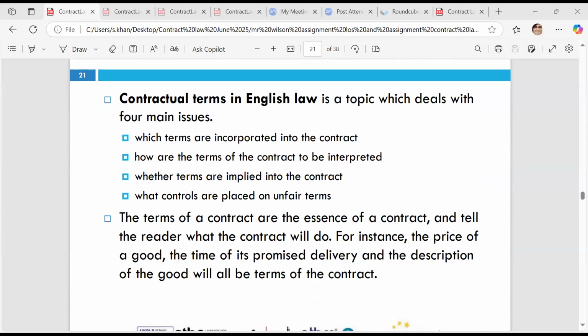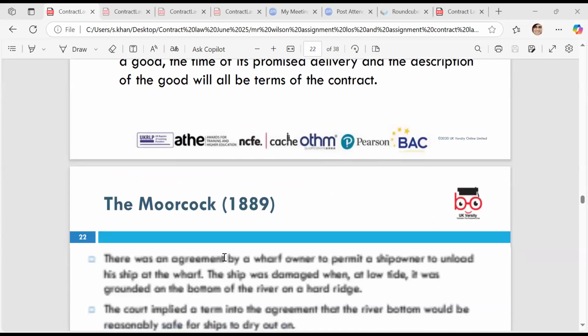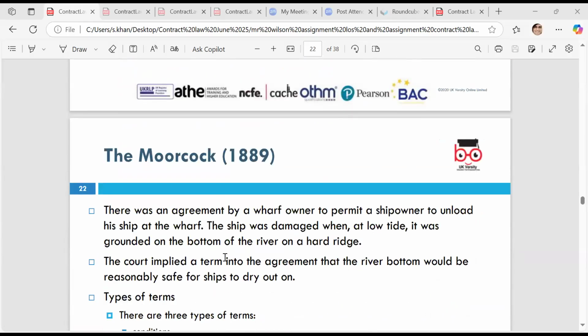Contractual terms in English law, which terms are incorporated into the contract? Who is it up to to identify which terms are incorporated into the contract? Is it up to the parties? Yeah, I'd say it's up to the parties. Yeah, so if you're making a contract with me, it's up to us, isn't it, to identify what we want to put in the terms of the contract. Whether the terms are implied or expressed, that's up to us to identify that. Yeah, and the terms must be acceptable by both parties.